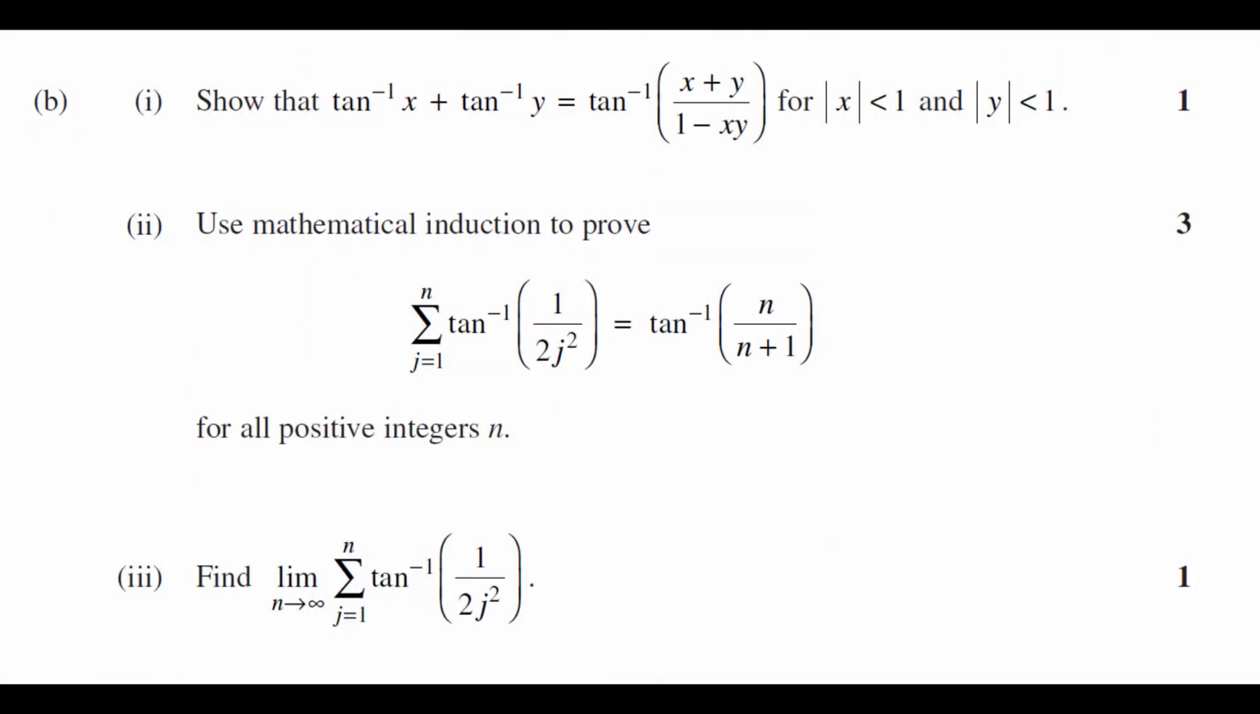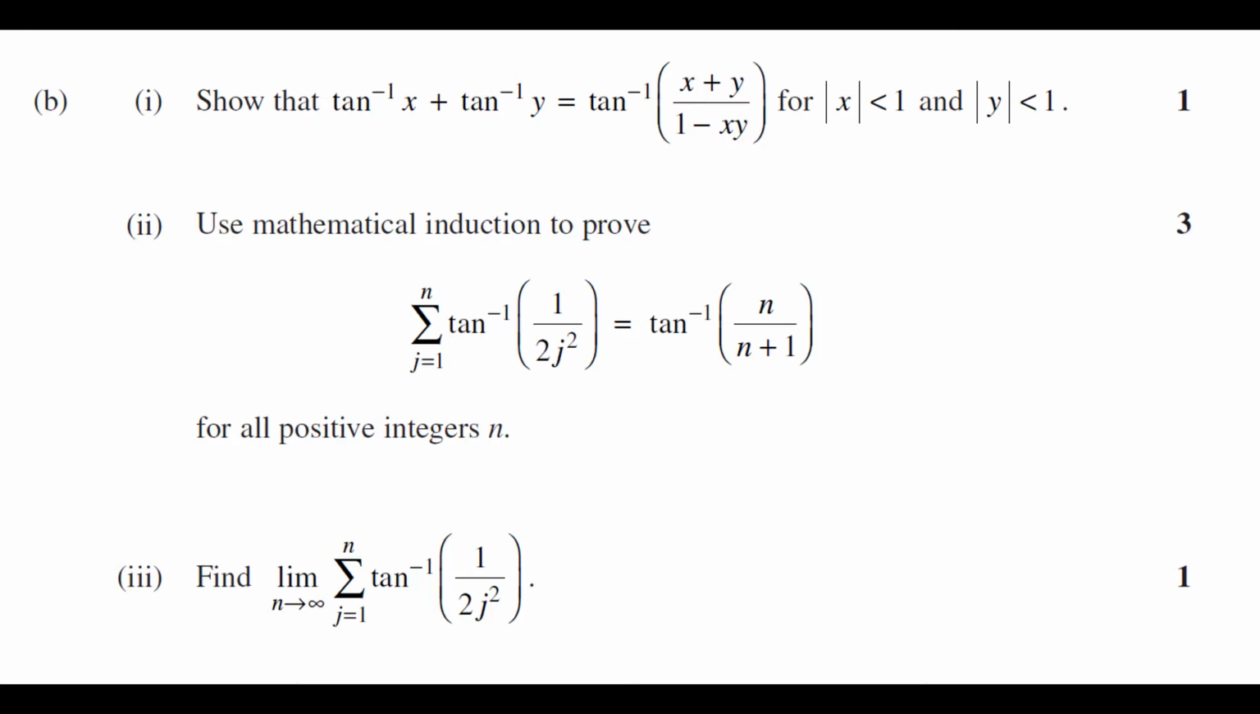Hi everyone, in this video I'm continuing to take a look at question 16 part B of the 2012 Extension 2 HSC exam. I've just worked through part 1 in a separate video, so have a look at that if you haven't already. Here I'm going to look at part 2, which says use mathematical induction to prove that the sum from j equals 1 to n of the inverse tan of 1 on 2j squared is equal to the inverse tan of n on n plus 1, for all positive integers n.